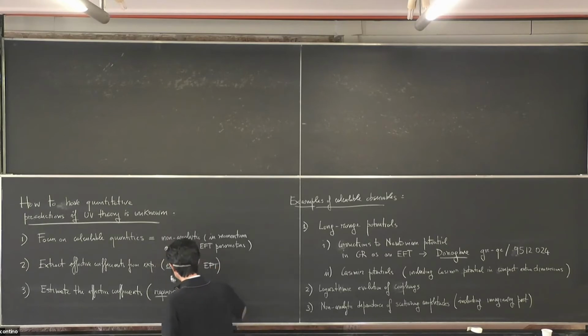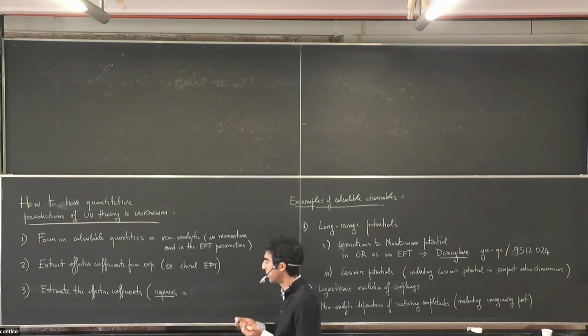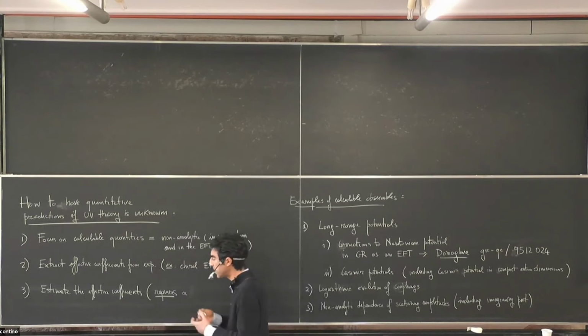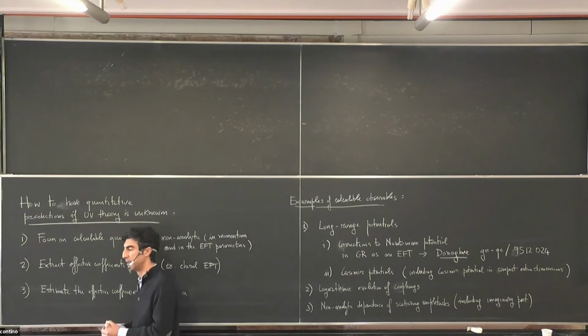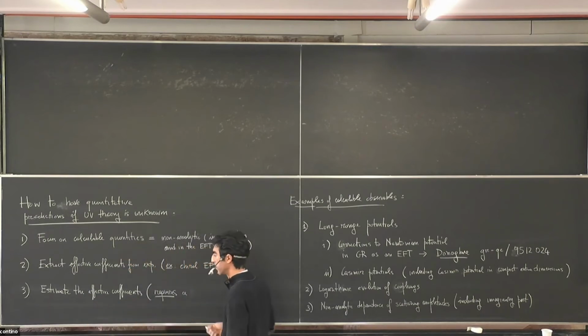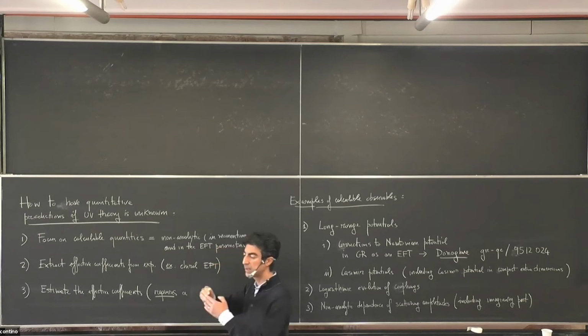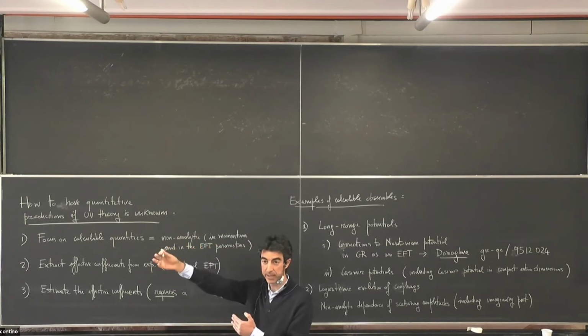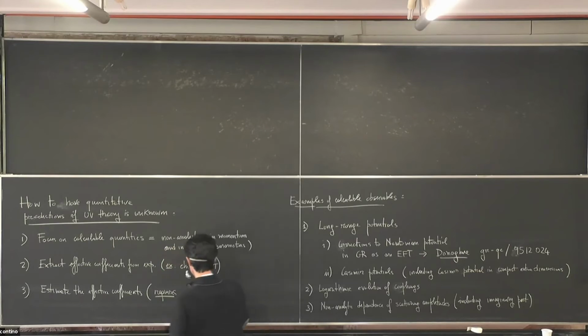Okay, but this requires a set of rules which goes under the name of power counting, which allows you to estimate, under some assumptions which we are now going to discuss, the size of the effective coefficients in terms of the parameters of the UV theory.